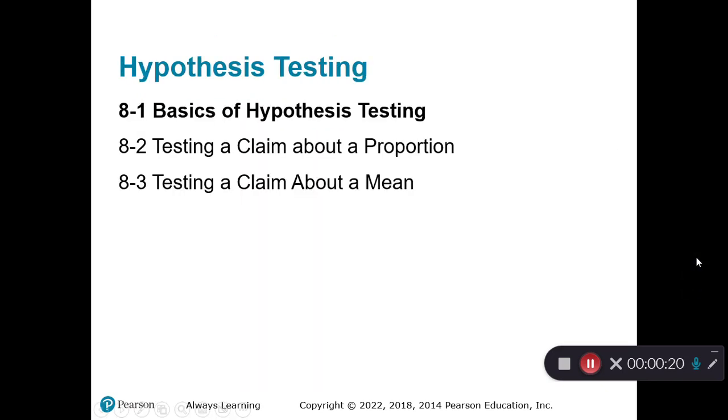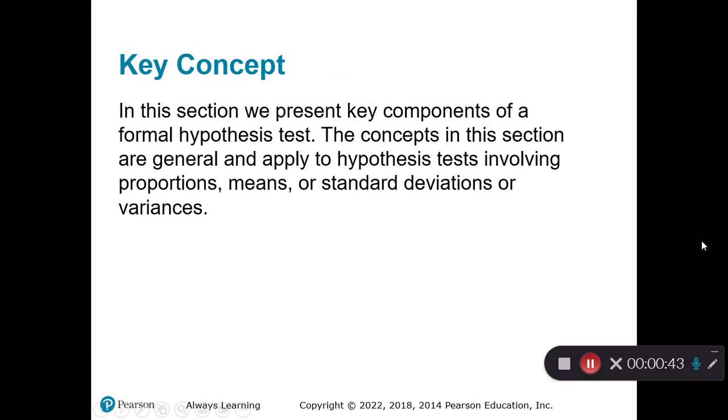In this chapter, there are more than 3 sections, but in our course, we are going to cover only the first 3. First, we'll talk about some basics of hypothesis testing. Then we'll talk about how to test a claim regarding a population proportion. And then we'll end with the third section, testing a claim about a population mean.